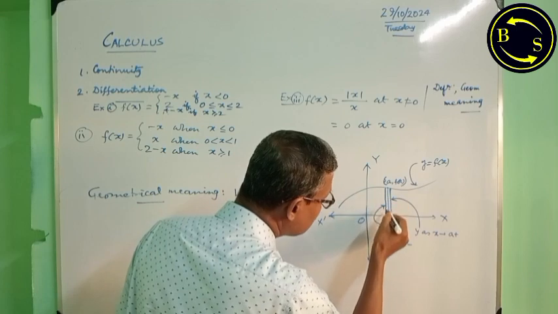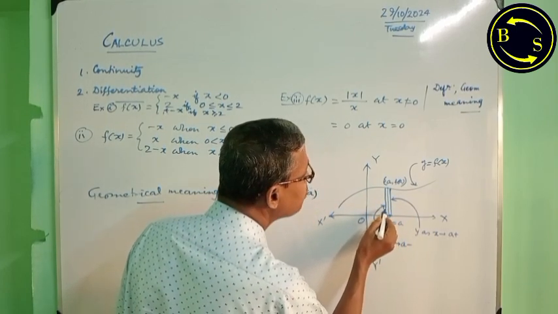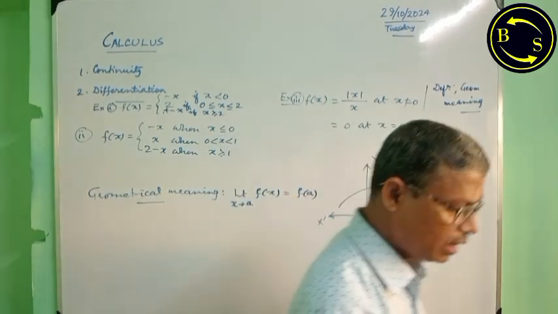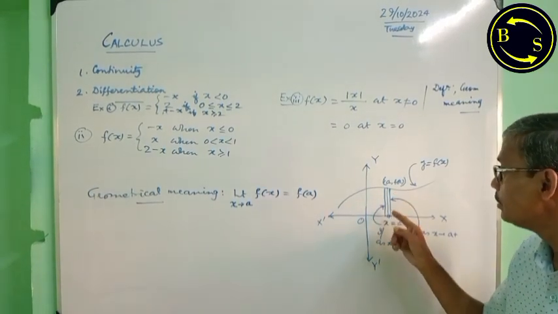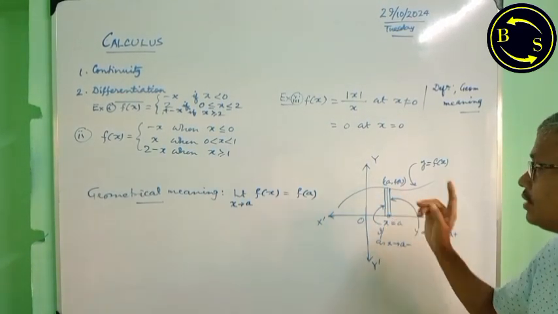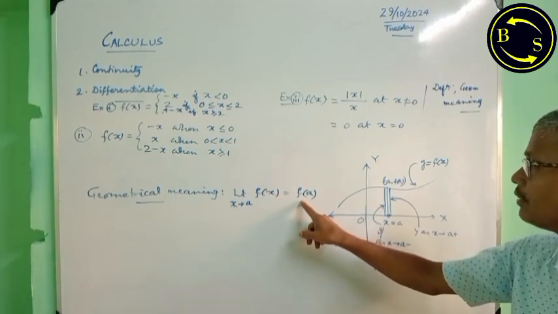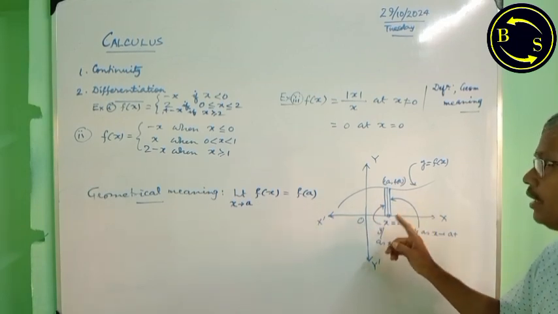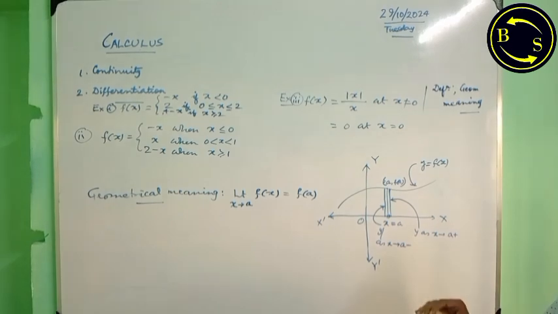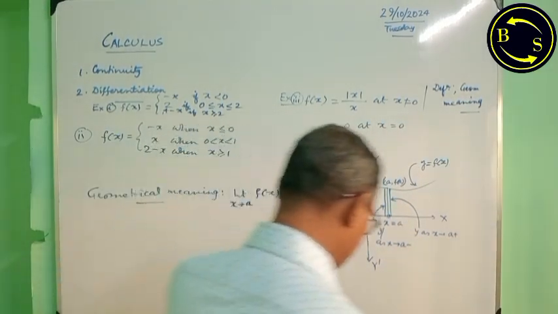That means lengths of the ordinates, here I have drawn 3 ordinates, will be approximately equal. Means there is no gap at x equal to a. In this case, we say the curve y equal to f(x) has no break at the point x equal to a, hence f(x) is continuous at the point x equal to a. This is the geometrical meaning. Now we work out these problems.